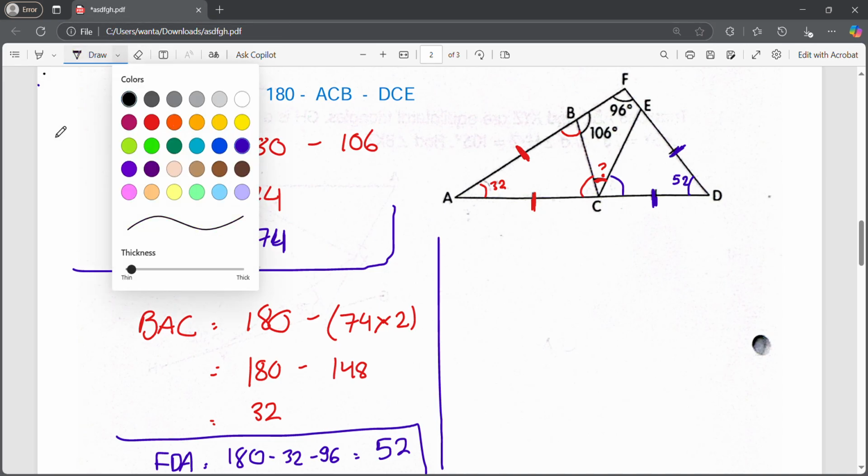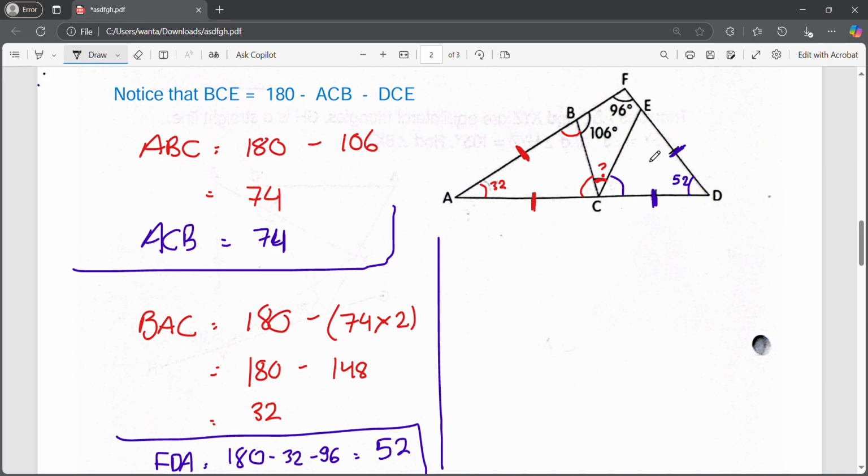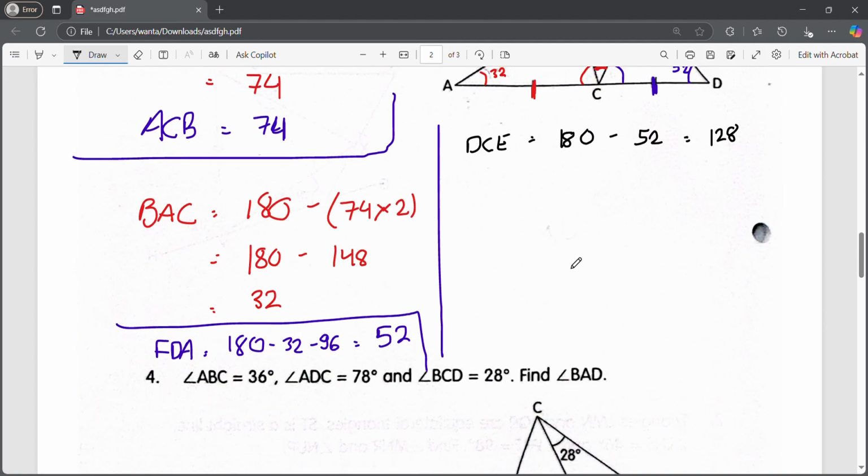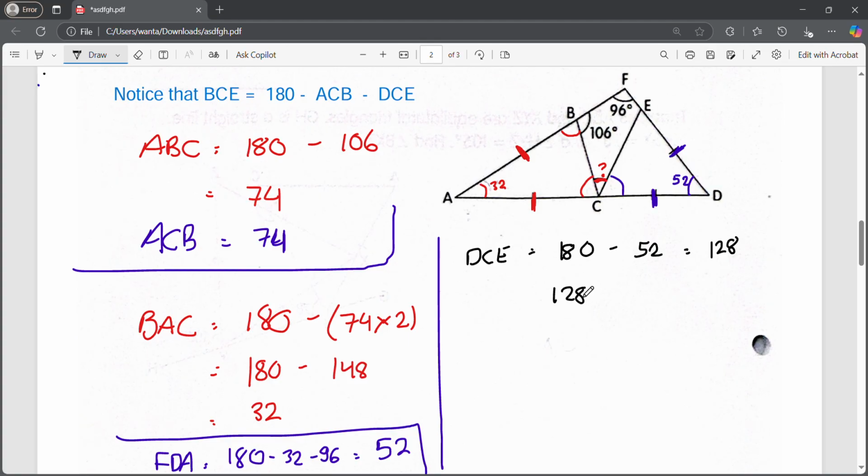Okay, now can we find ECD, or DCE? Yes, since it's an isosceles, we just have to do this. 180 minus 52, which is equal to 128, and then we just divide it by 2, since these two angles, DCE and CED, are equal to each other. This will give us 64. So this was 64, and this was 64, and this one was 74.